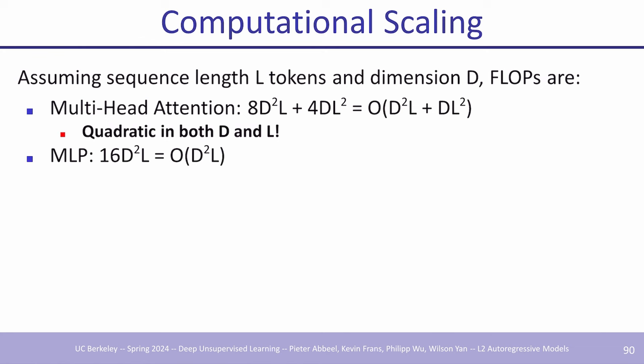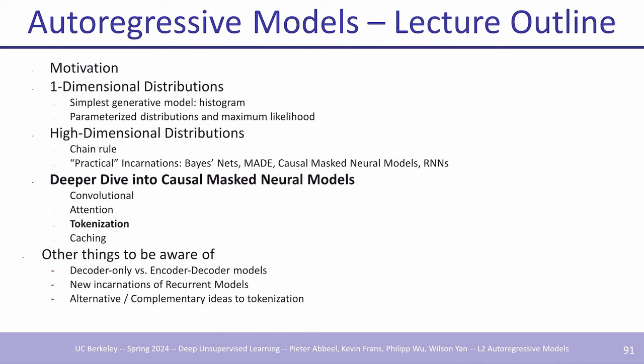And then for the MLP part, it's O of D squared L. It has slightly more flops in some cases because there are larger weight matrices. But in terms of scaling, it's only quadratic in D. What's really going to bite us is the quadratic in L in attention, because we're going to get to really long sequence lengths.